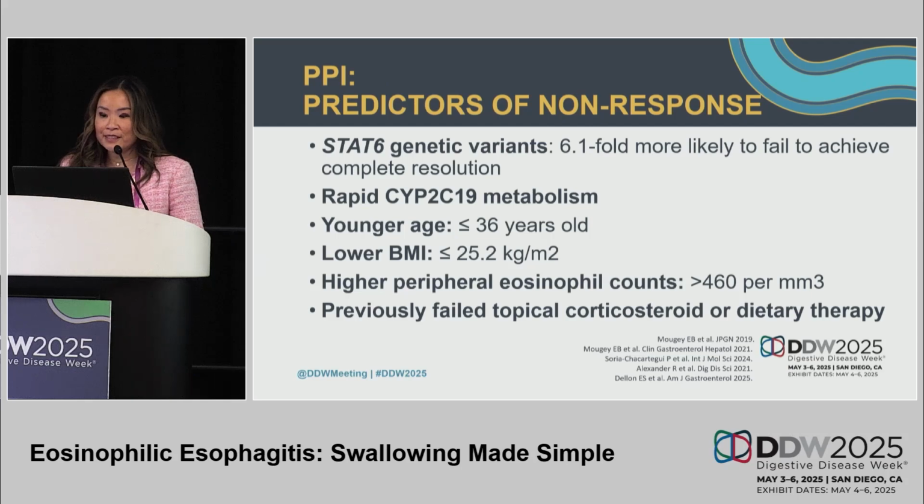A number of studies have examined the predictors of response and non-response to PPI therapy. The group at Nemours has looked at STAT6 genetic variants, and STAT6 causes local expression of eotaxin-3, which is a chemoattractant for eosinophils. So there are certain genetic variants of STAT6 that increase your likelihood to fail to achieve remission with PPIs. The group in Spain found that rapid metabolism of PPIs can be a predictor of non-response to proton pump inhibitors.